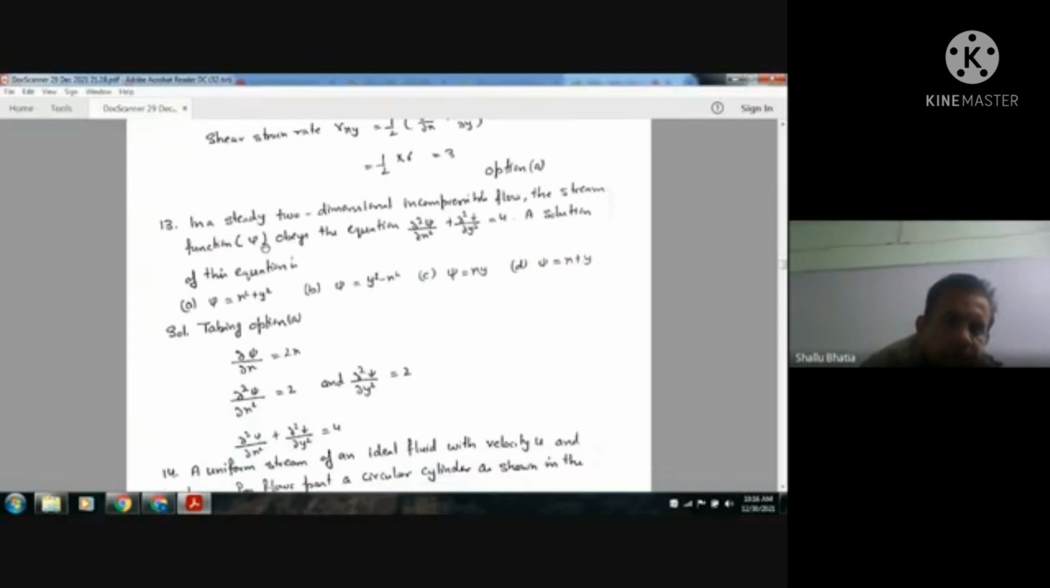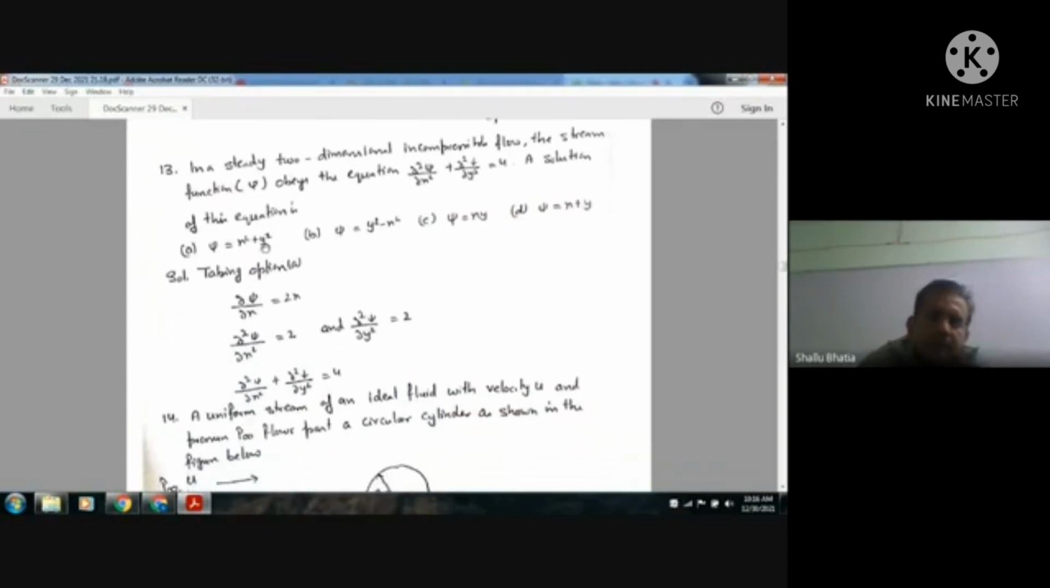Next, in a steady two-dimensional incompressible flow, a stream function psi obeys the equation ∂²psi/∂x² plus ∂²psi/∂y² is equal to 4. A solution to this equation is: option A psi is equal to x² plus y², B psi is equal to y² minus x², C psi is equal to xy, D psi is equal to x plus y.